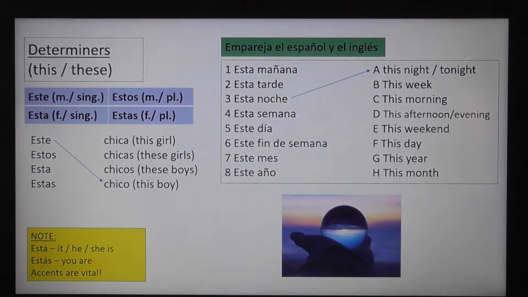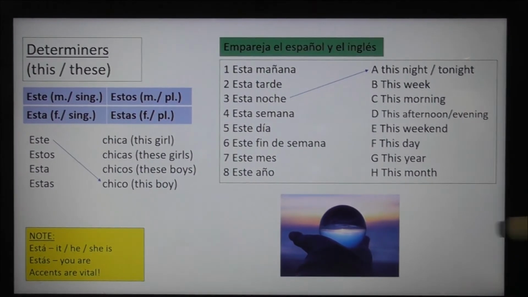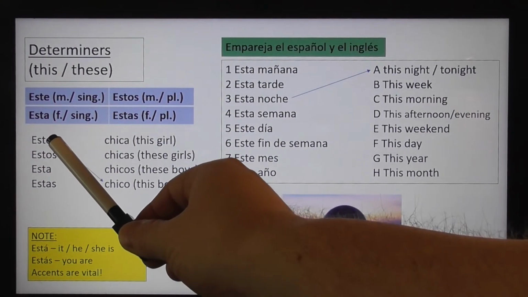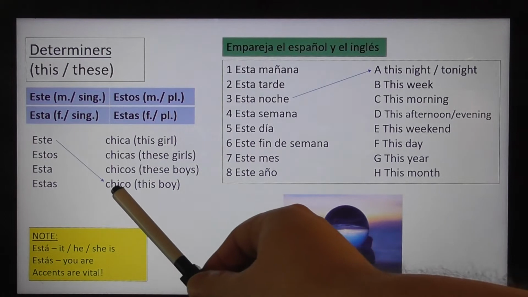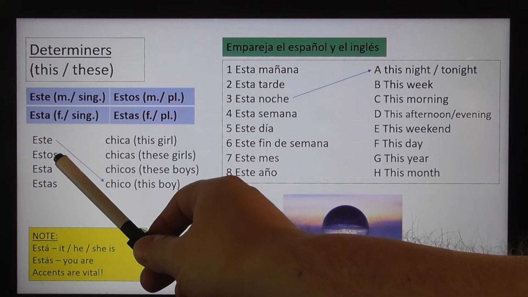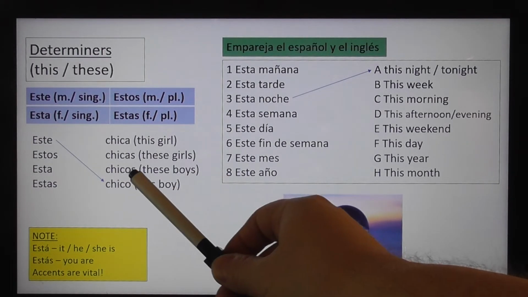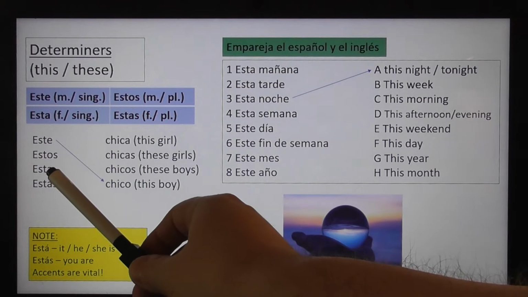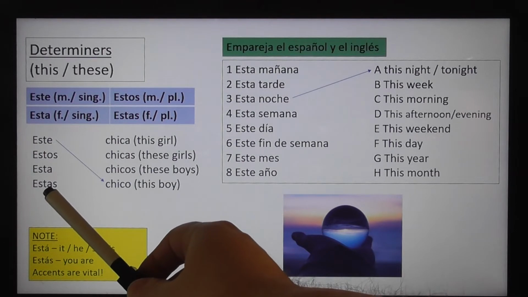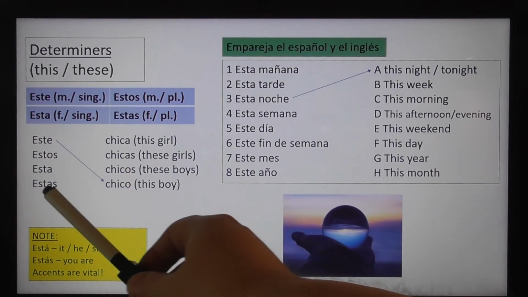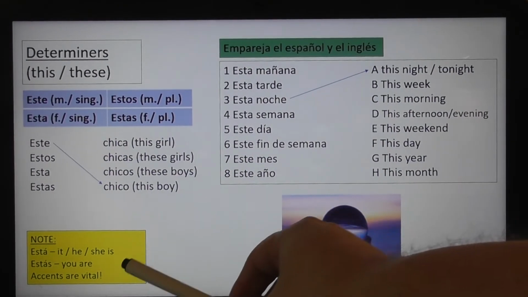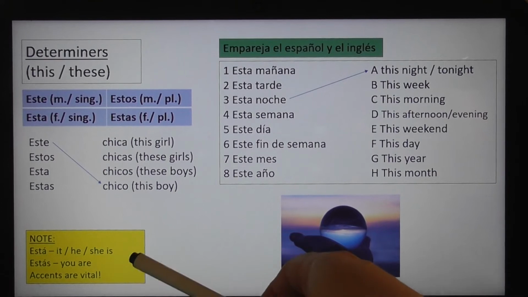So could you just quickly match those up for me, please? Y vamos. So, este, meaning this, referring to a masculine noun and a singular noun, would link to chico, this boy. Estos is masculine but plural, so that would link to chicos, these boys. Esta is feminine and singular, so it links to chica, this girl. And finally, estas would link to chicas, okay? So these girls.